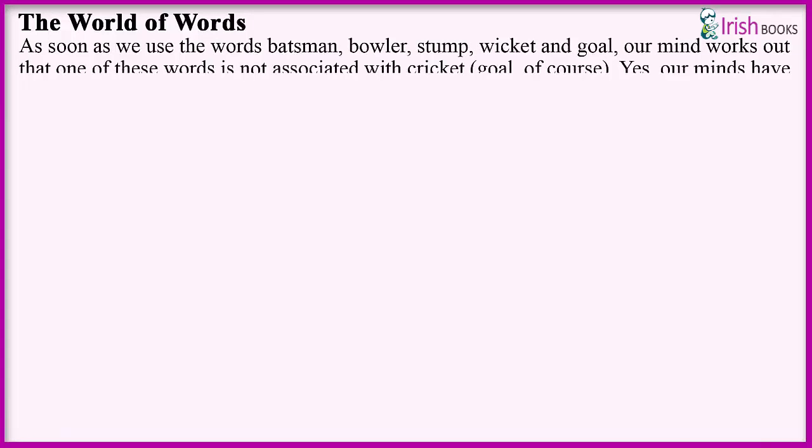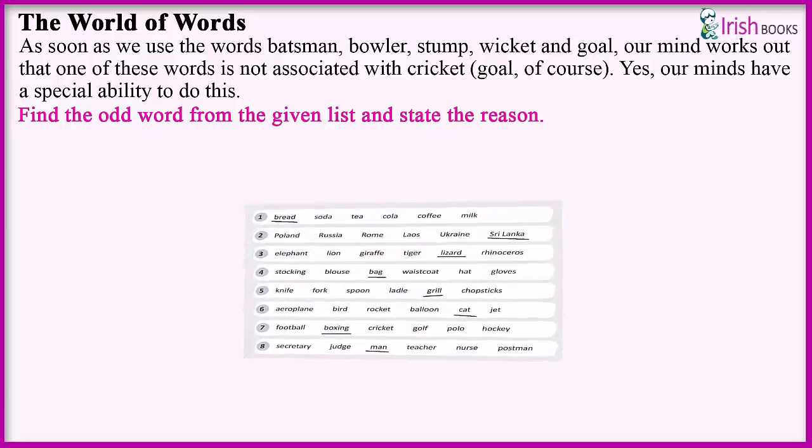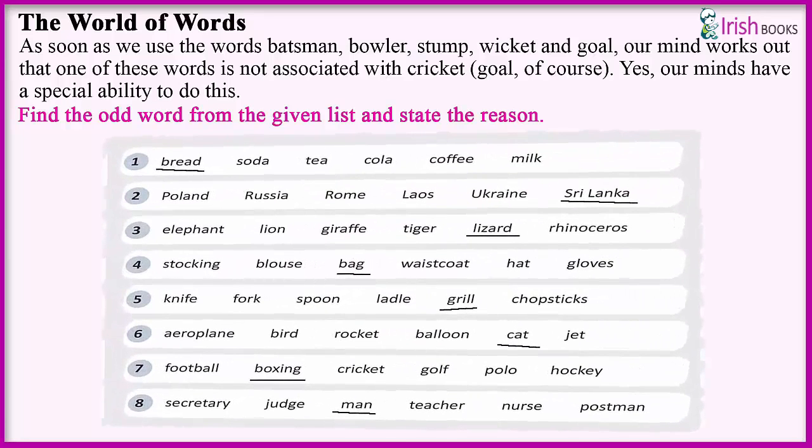The world of words. As soon as we use the words batsman, bowler, stump, wicket and goal, our mind works out that one of these words is not associated with cricket. Goal, of course. Yes, our minds have a special ability to do this. Find the odd word from the given list and state the reason.